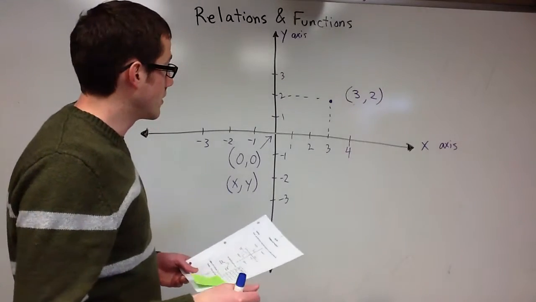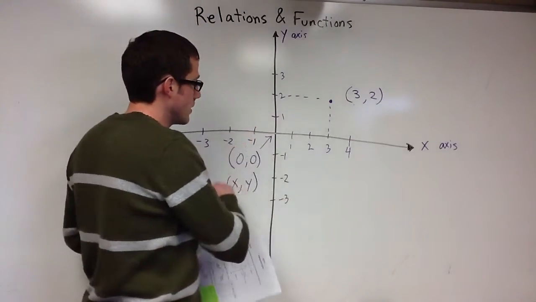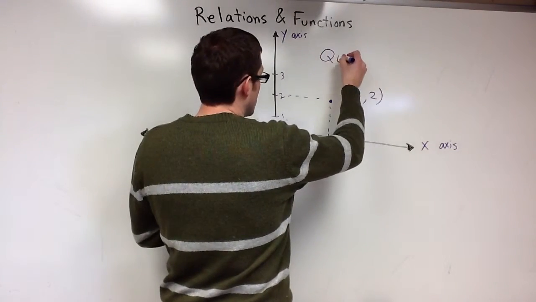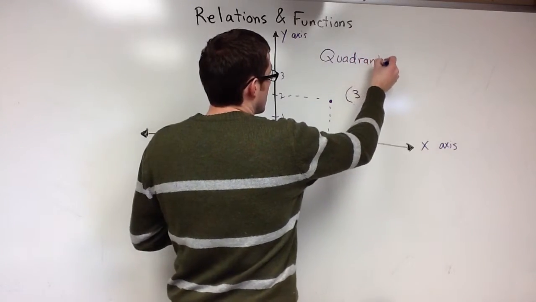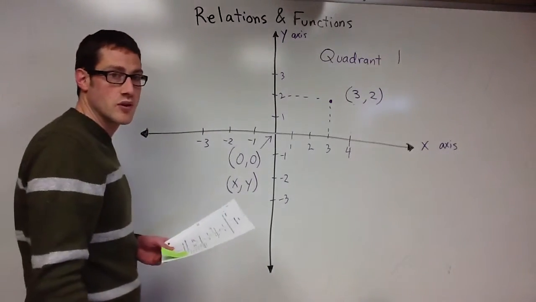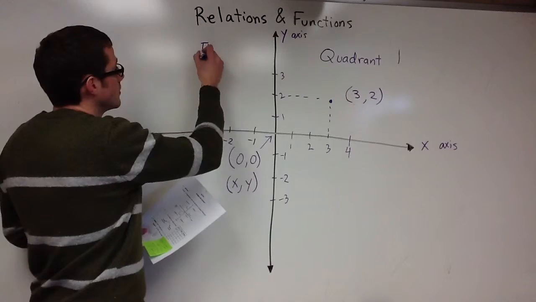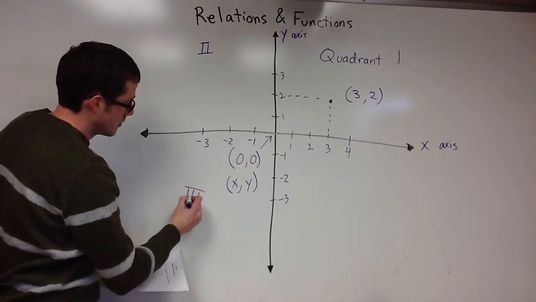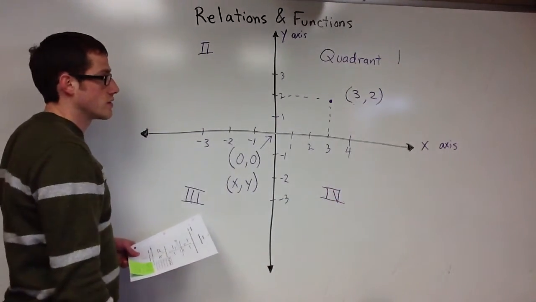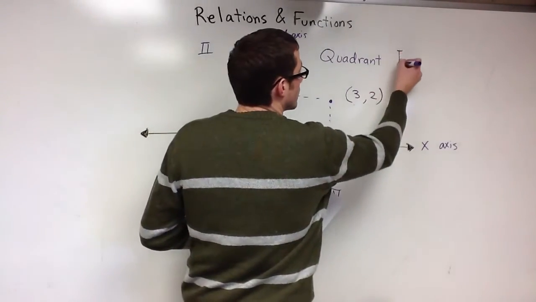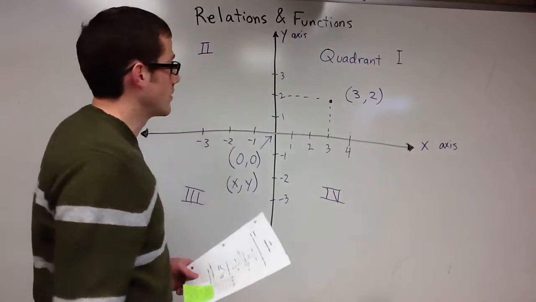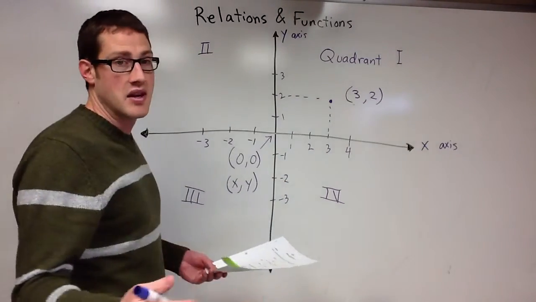The other thing to note is this plane is divided into 4 quadrants, and so this is quadrant 1, this is quadrant 2, you'll see Roman numerals used, so quadrant 2, quadrant 3, and quadrant 4. And it's just by convention we start here and we work our way counterclockwise around the plane for naming the quadrants.